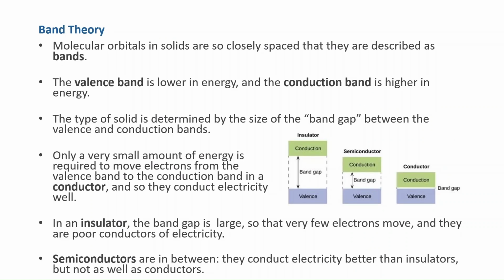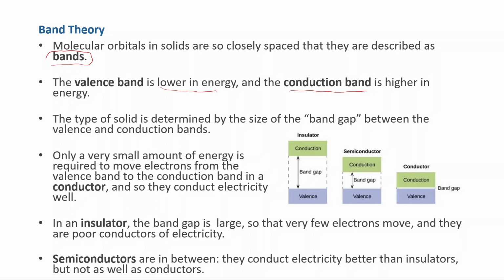The last thing I'm going to talk about is band theory. Whenever you talk about solids, the molecular orbitals are so close together that they're considered bands. So you have a bonding band or valence band and a conduction band. Basically, what they're saying is the valence band is lower in energy and the electrons are held in place. The conduction band, the electrons are high in energy, and they're attached very loosely. Remember, they're not caught between the two nuclei, so they can move.